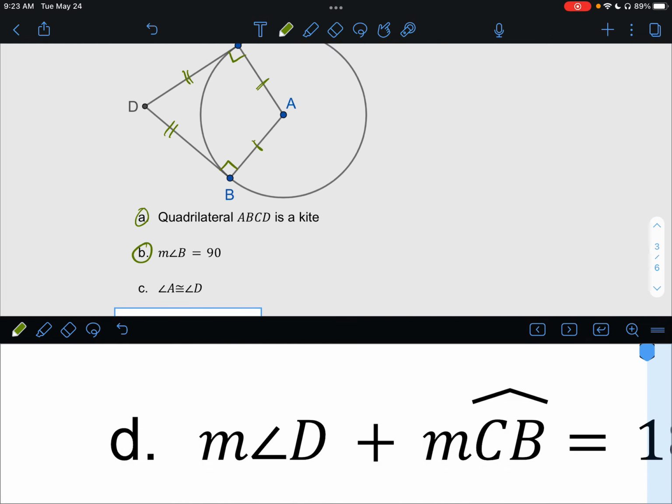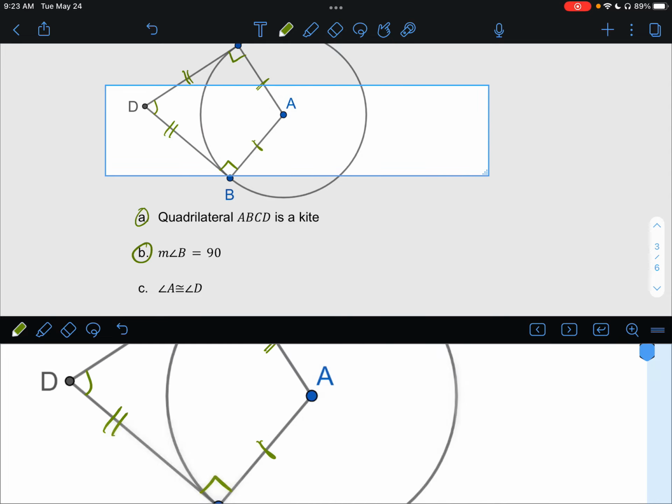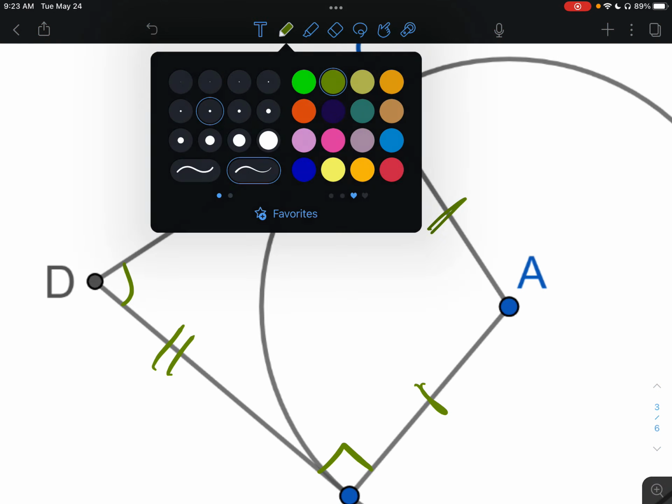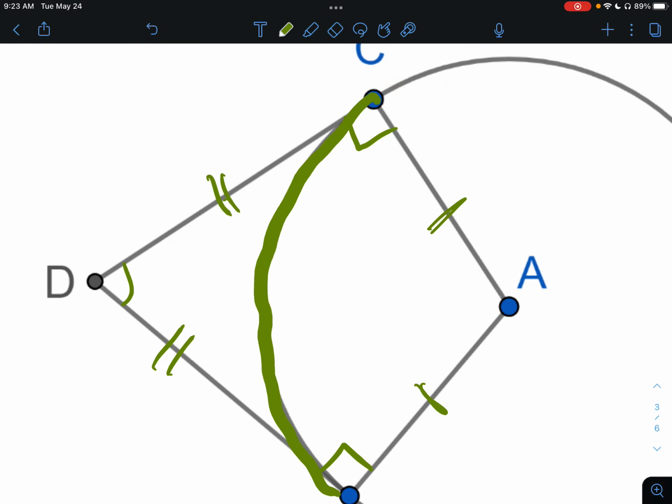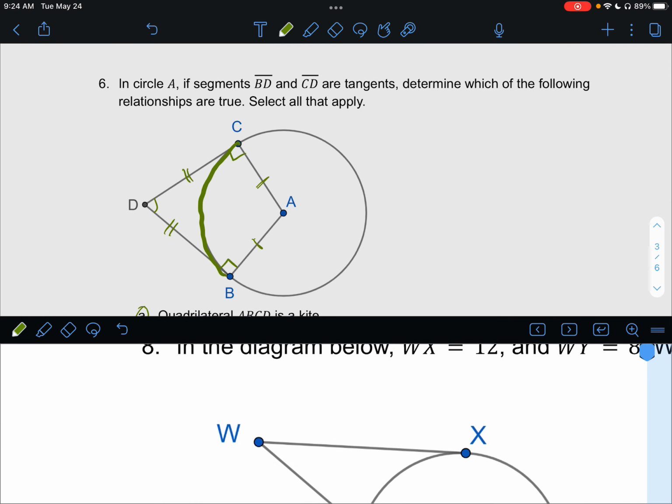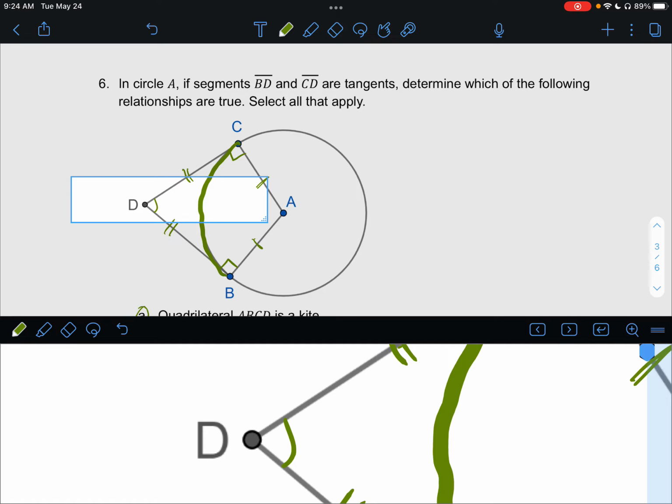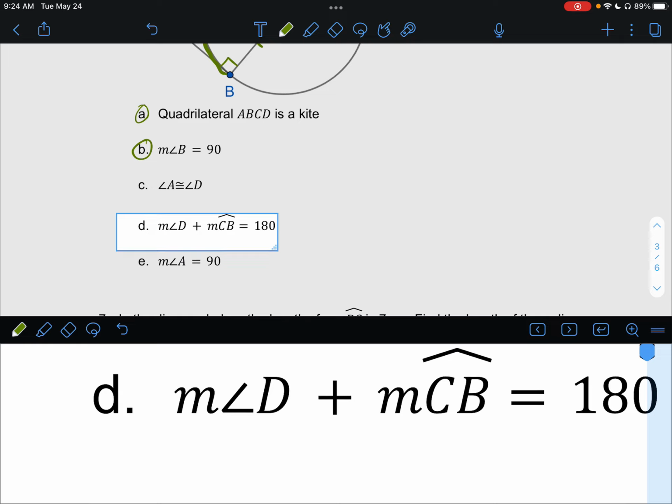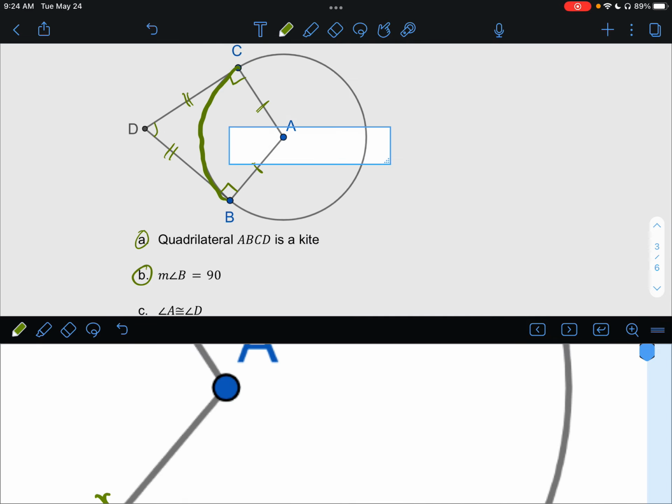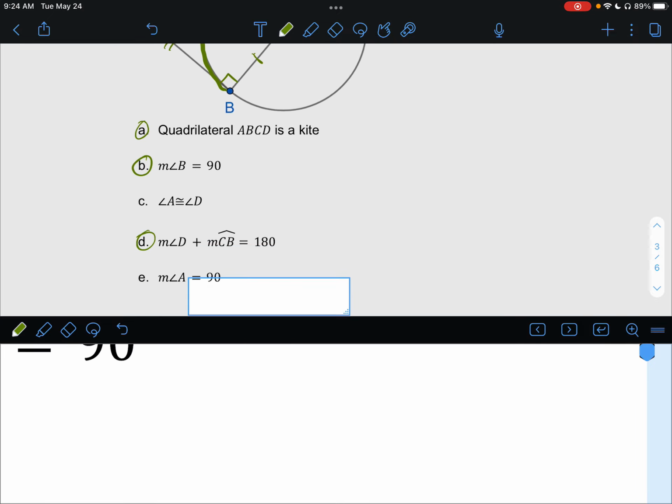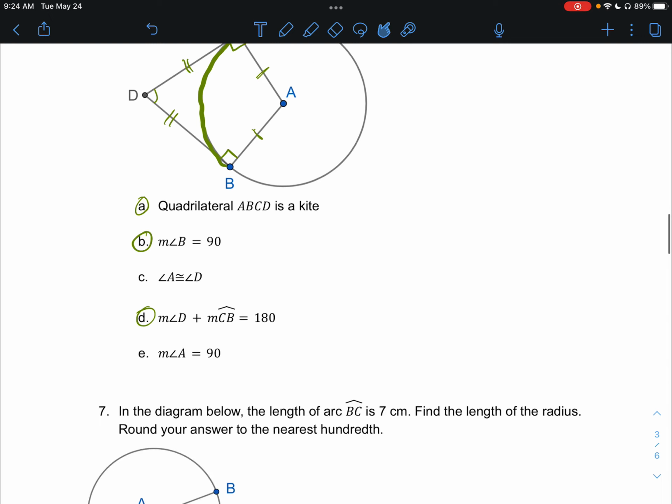Measure of angle D plus the measure of arc CB. Arc CB is like this arc, equals 180. That's a property we talked about in the notes: if we have an angle formed by tangents and it forms that minor arc, they have to be supplementary. So this one is true. D is true. And then we have measure of angle A equals 90. That's not true. Could be, but not necessarily. So there we go: A, B, and D for number 6.